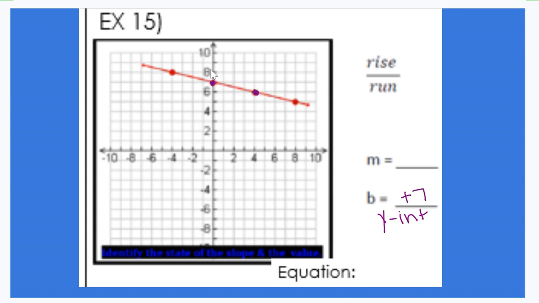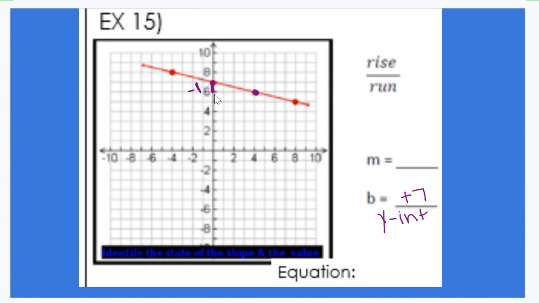So normally we rise, but this line isn't going uphill. This line's going downhill. So when we rise for a negative slope, you're going to be going downward. So how many blocks do we need to go down so that we're even with this point? We go down 1 block. So that means negative 1 would be our rise.